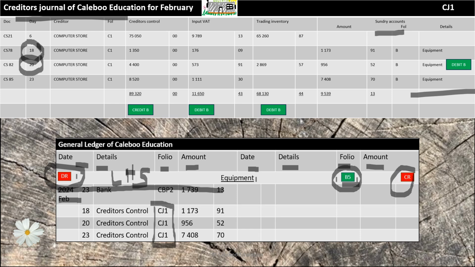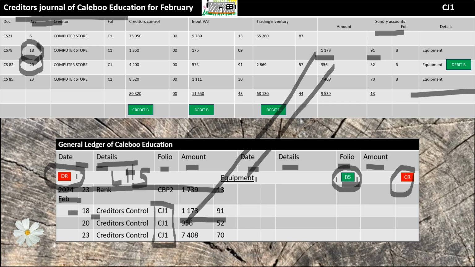Right, let's take the information to the general ledger. This is known as posting to the general ledger from the journal. In this case, the creditor's journal. So 1173.91 ends up in the equipment account on the 18th. Under details, the contra account is creditors control, and the amount is 1173.91. There it is, posted to the general ledger.